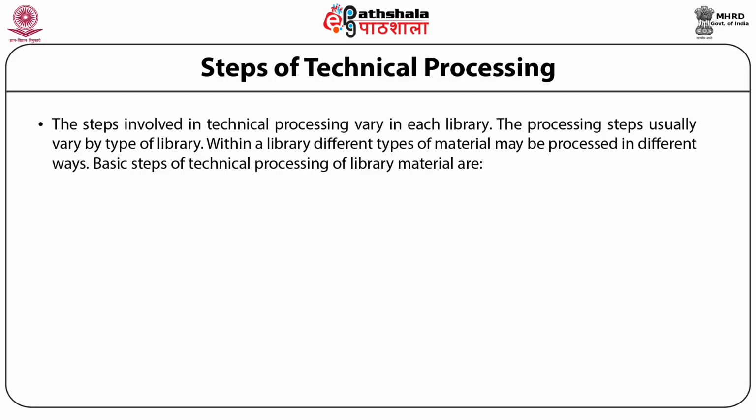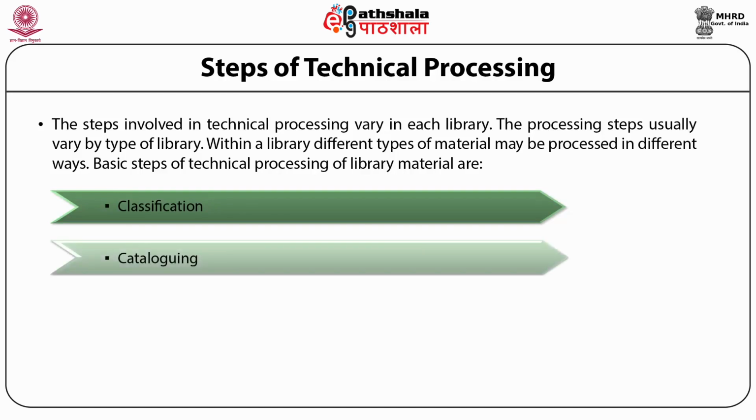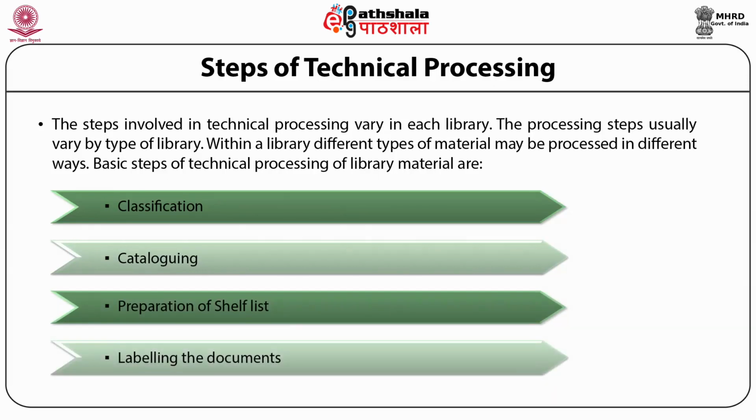Basic steps of technical processing of library materials are: firstly, classification of the documents; secondly, cataloging of documents; thirdly, preparation of shelf list; and lastly, labeling or physically processing the documents. In this module, as already told, we have discussed in detail classification and cataloging, which remain the two main steps of technical processing. Let's now try to know what is library classification.